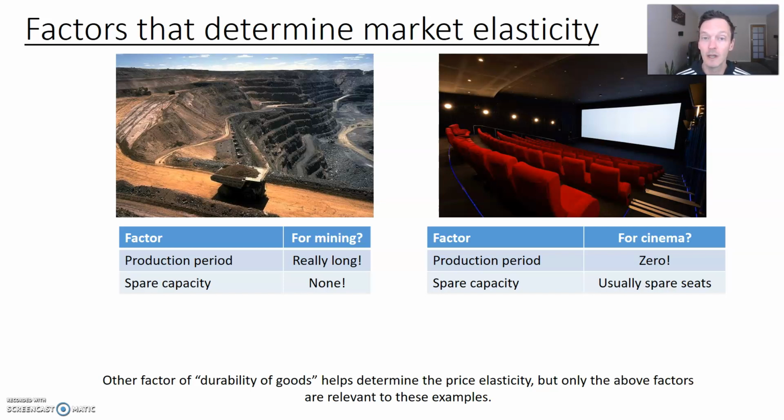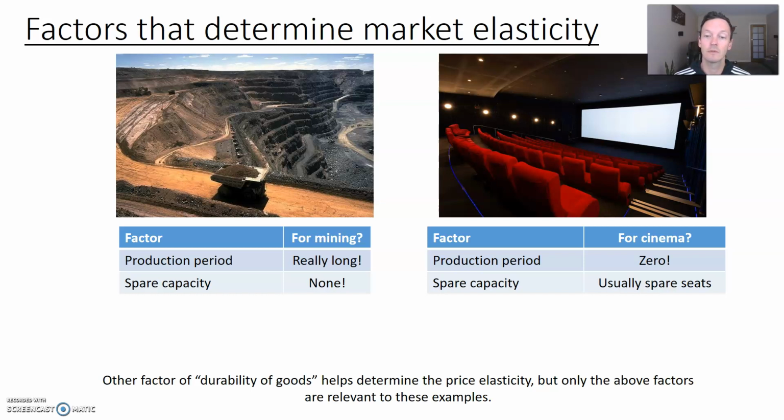Comparing that to cinemas, where the production period is actually zero. Now, we're not talking here about the market for creating the movies, we're talking about the market for cinemas. For these guys, it doesn't take them any time to produce what they produce. They've just got to plug it in and press play. So the production period is really small, and if they needed to capitalize on higher prices, they could easily do that.